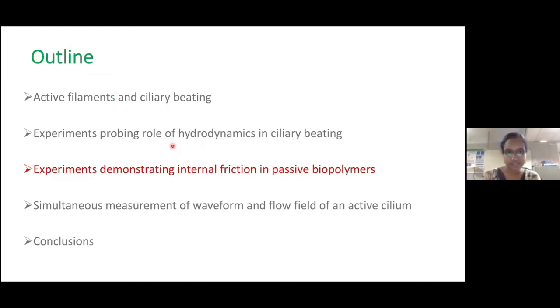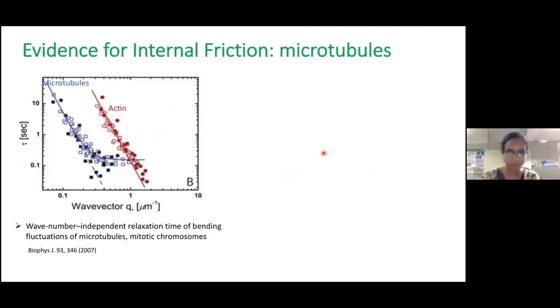So now I will show you experiments which looked at the existence of internal friction in passive biopolymers. These are generic biopolymers that are also relevant to ciliary beating. I've shown you experiments which were looking at the role of hydrodynamics, and now I'm going to show you experiments which are going to assess if there are internal friction mechanisms present in biopolymers.